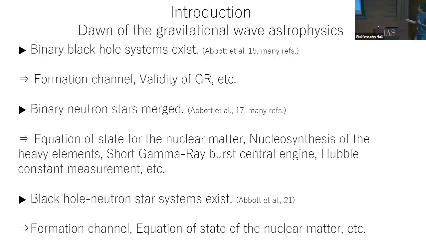And the measurement of the Hubble constant implies the opening of gravitational wave cosmology. For black hole neutron star mergers, we didn't know this system exists before the detection, but now we know it exists. So there are a bunch of things to do.